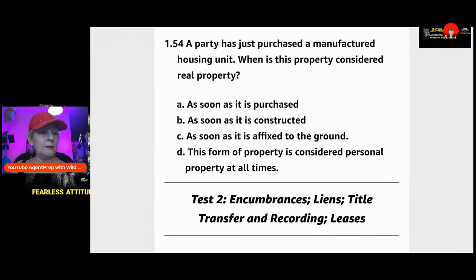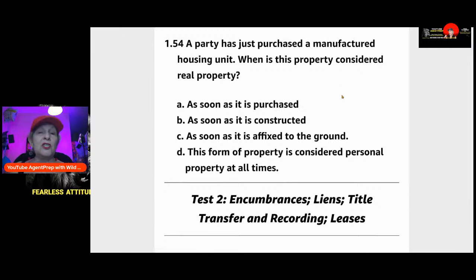Anyone else? Going once, going twice, gone. The answer is C. So it can be bought from a lot, like where you go buy cars. They sell manufactured homes, which now seem like really high-end homes. Some of them are really expensive.